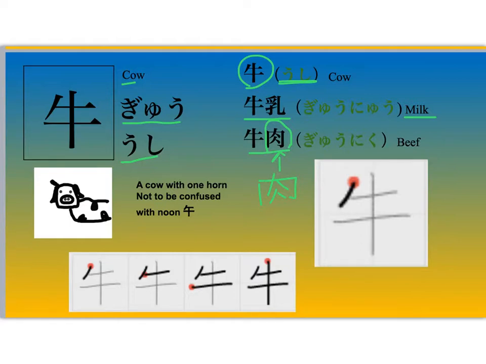Anyway, the strategy is a cow with one horn, not to be confused with noon, which looks fairly similar. The only real difference is that the line comes up the top here, whereas it stops with noon. And it's fairly easy. It's 1, 2, 3, 4.